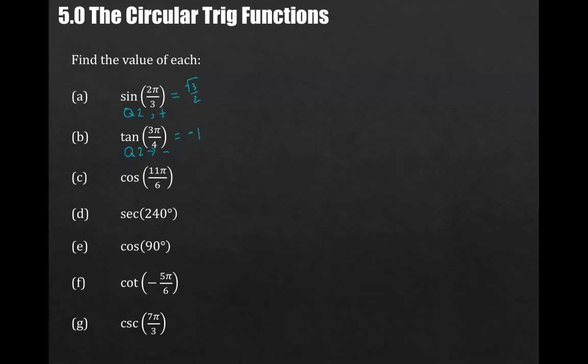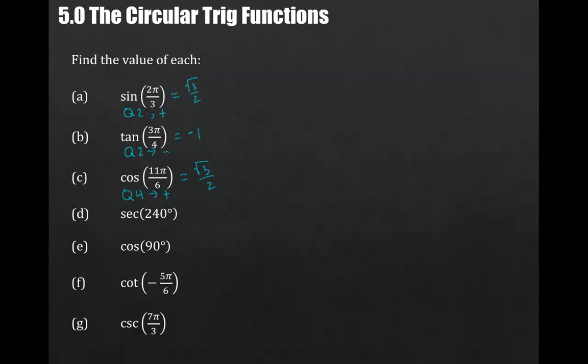At any fourth, it's like 45 degrees. The x and y are going to be the same. Cosine of 11 pi over 6. That's almost a full circle. It's 1/6 left. So that's going to be in quadrant 4, where my cosine will be positive, right? So that's going to give me √3/2. I think more in radians than I do in degrees.